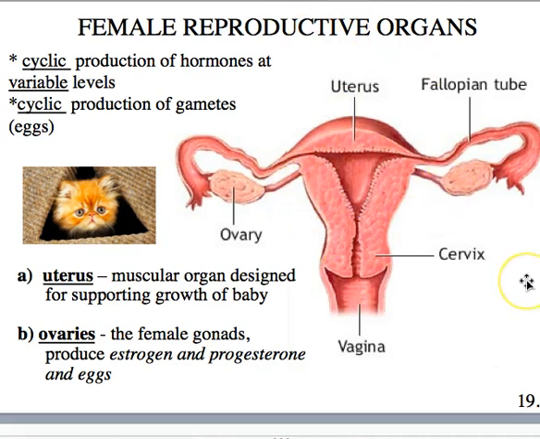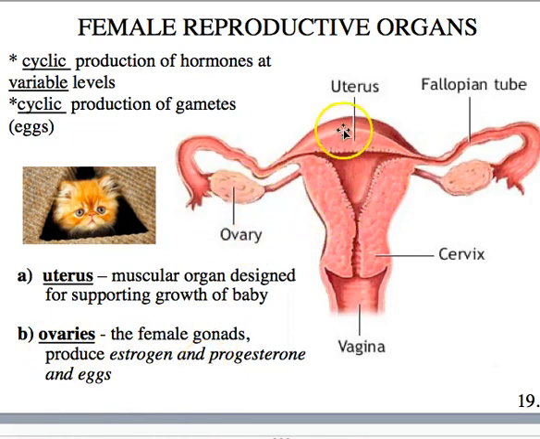to make sure you don't destroy your uterus. Okay, so females have that cyclical production of hormones at variable levels, which leads to a cyclical production of eggs. And so what is happening? The ovaries are the actual reproductive organs. These are the ones that are making the eggs. They produce not just estrogen but also testosterone, and that helps lead to the production of eggs.